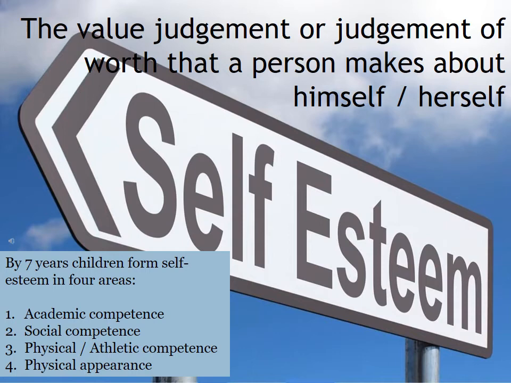Studies indicate that by the age of 6 to 7, children seem to have formed self esteem in at least 4 areas: academic competence, social competence, physical or athletic competence, and physical appearance, which become more refined with age.